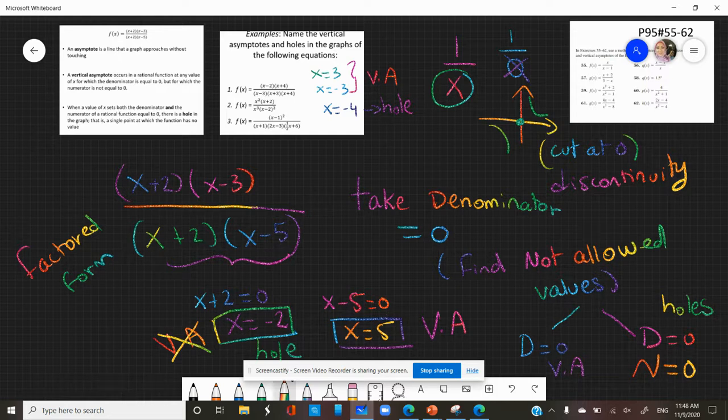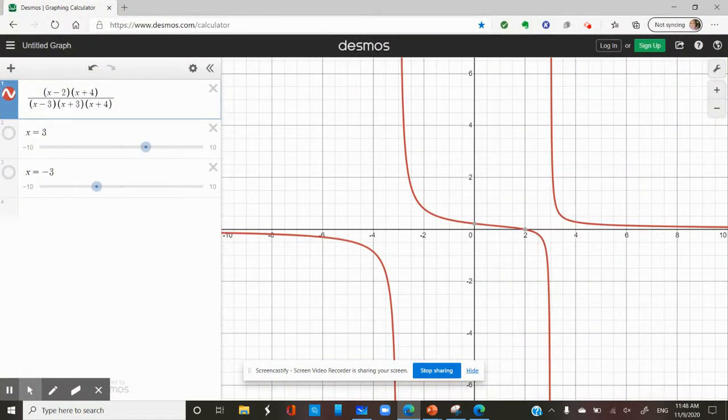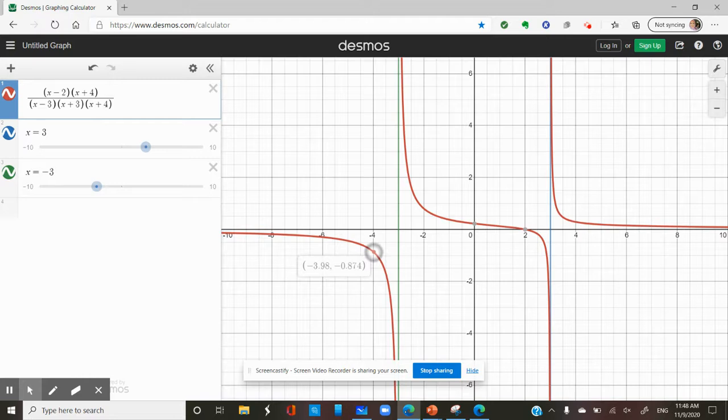Now I'm going to switch to my Desmos screen. I graphed this function, and we're going to see how this shows on the graph. So x equals 3 is the vertical asymptote. Look how the graph approaches it but does not touch. x equals negative 3 is another vertical asymptote. And if you remember from my previous screen, at negative 4 there's going to be a hole.